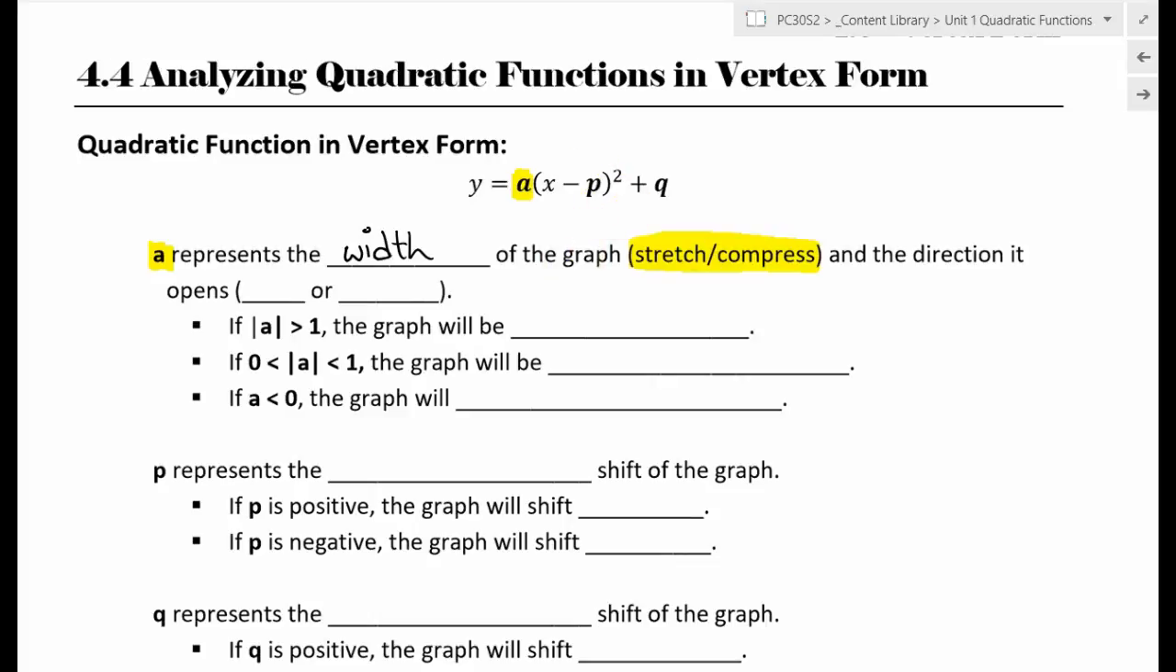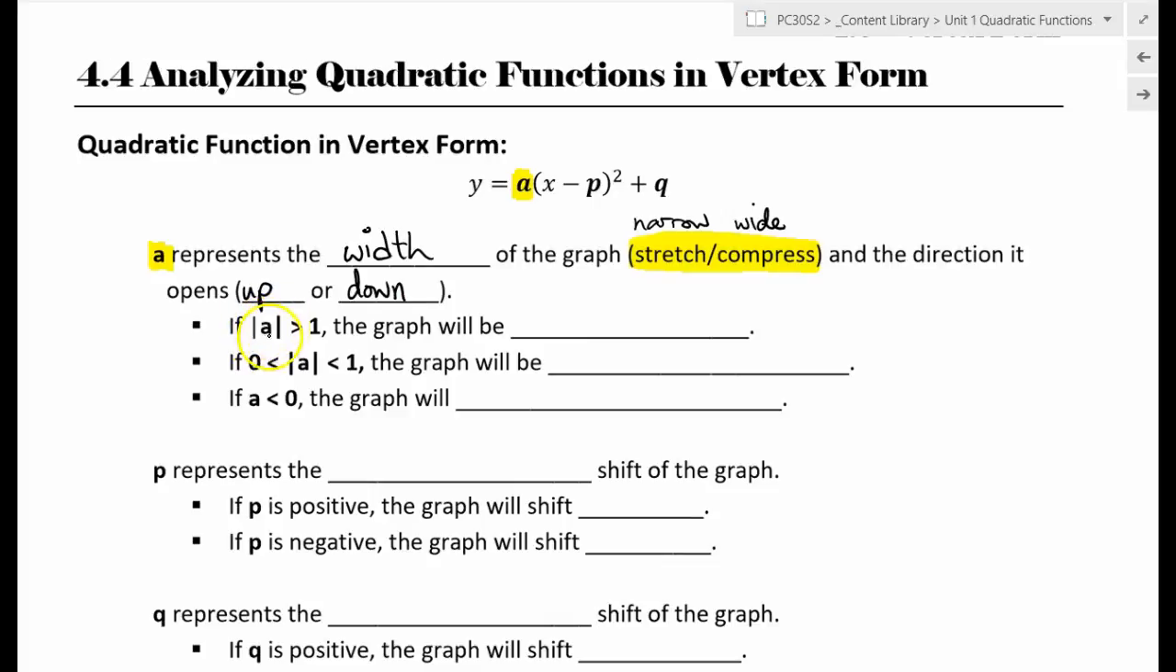Stretching means that it gets narrow, and compressing gets wider. I always like to think of this as being like putty, because when we go to stretch it out, the putty itself gets thinner in the middle, and if we squish it back all together, then we get a big fat ball. The direction it opens is also indicated by this A value. It can either open up or down.